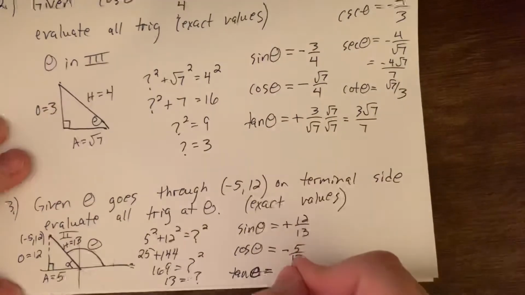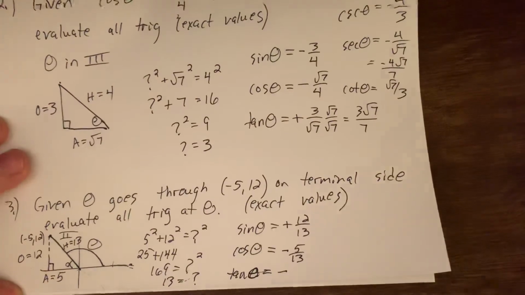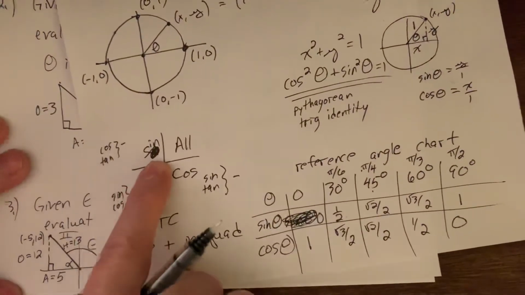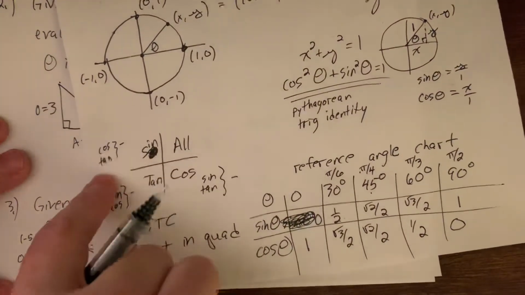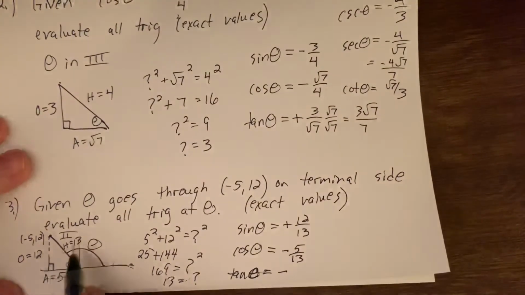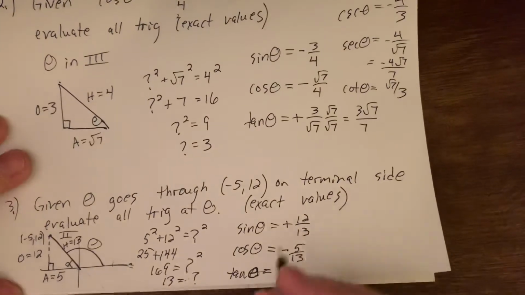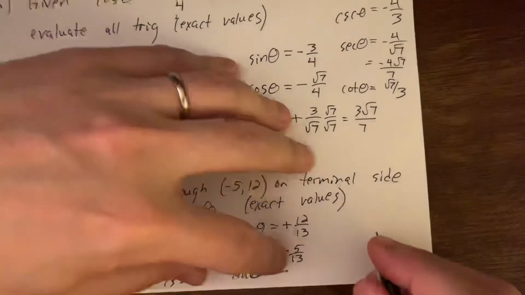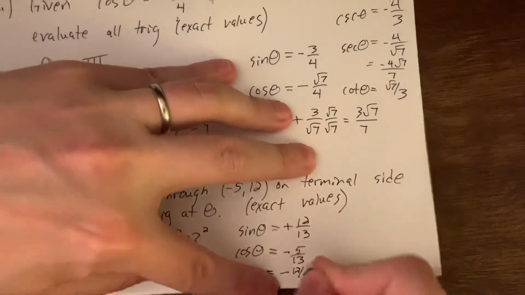Tangent, well, second quadrant, tangent is negative. Remember, how did I get that? Right here. Sine was the only one that was positive. Cosine and tangent were both negative. So that's how I got the plus or minuses, and now the sides to get the values. Tangent, opposite over adjacent, I get negative 12 over 5.